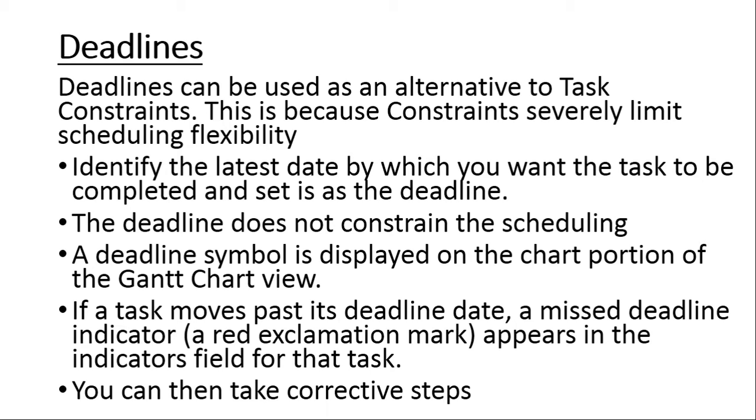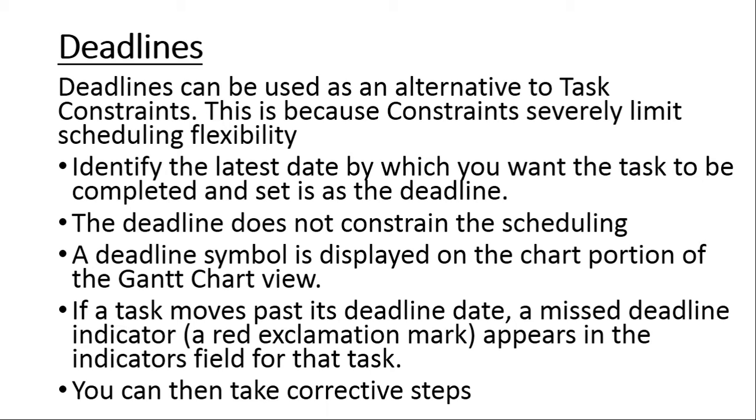So the deadline does not constrain the scheduling. It's just an indicator. It has no effect, it has no force on the plan. Once you set the deadline, a deadline symbol is displayed on the chart portion of the Gantt chart view. If a task then moves past or beyond its deadline date, then you get an indicator which is called a missed deadline indicator, and it's a red exclamation mark which appears in the indicators field.